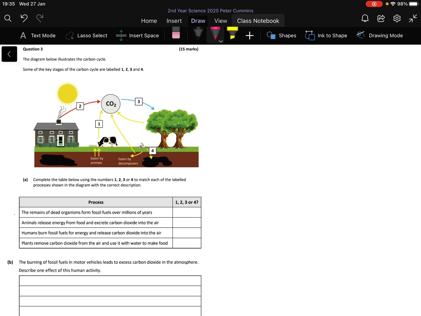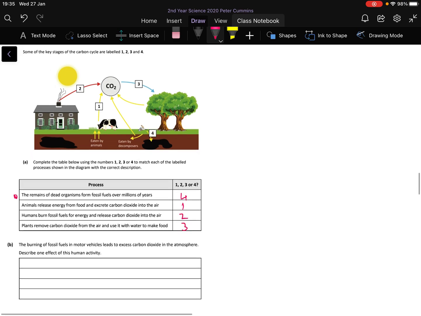1, 2, 3, and 4. So the first one here, the remains of dead organisms form fuels over a long period of time. So that's going to be number 4. Animals release energy from food and excrete carbon dioxide into the air. It's going to be number 1. Humans burn fossil fuels for energy is number 2. And plants remove carbon dioxide from the air is number 3.